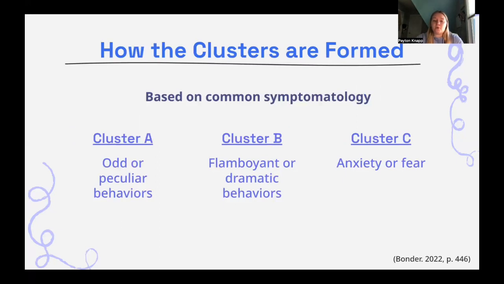How the clusters are formed. They're formed based on common symptomatology. So for cluster A, they're grouped together based on odd or peculiar behaviors. Cluster B, they typically have more flamboyant or dramatic behaviors. And then cluster C is based on anxiety or fears.